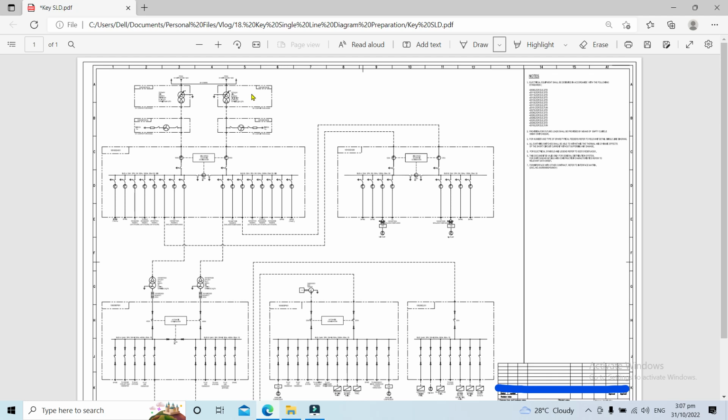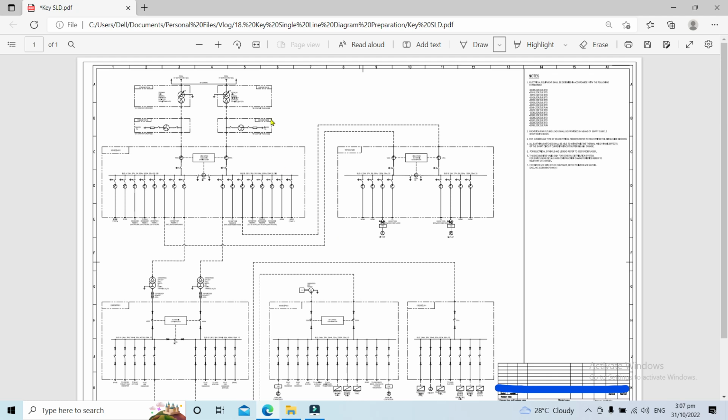So from here we have two transformers. The primary side of the transformer is 132 kV, and it is stepped down to 33 kV. Our configuration, our scheme, is a double radial system. That's why, as you can see here, we have two incomers. Most of the switchgear here are in dual configuration.